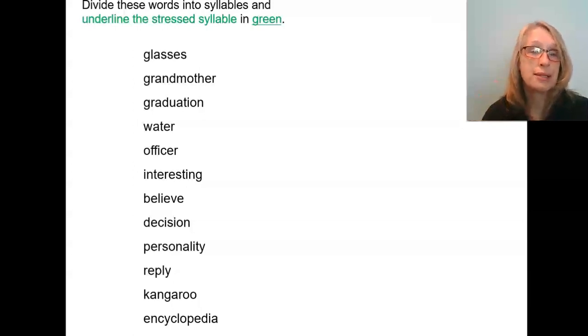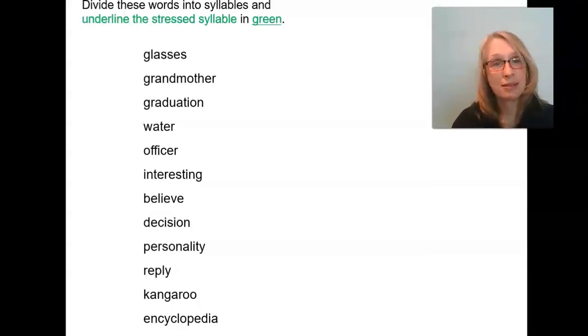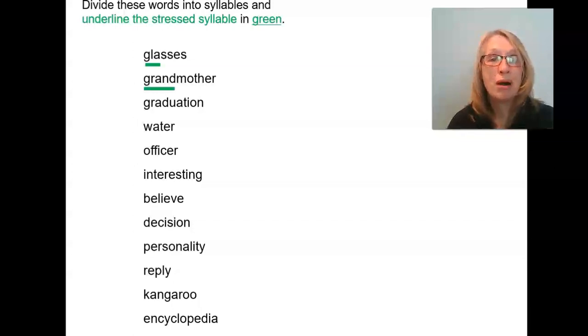So this first one is glasses. Glasses. So that's a 2-syllable word, glasses, and the stress is on the first syllable. Glasses. How about this next one? We already had this before, right? Grandmother. Yeah, grandmother. If we take grand away and we just say mother, mother, the M is stressed. But grandmother, grandmother, gran is stressed in this word.